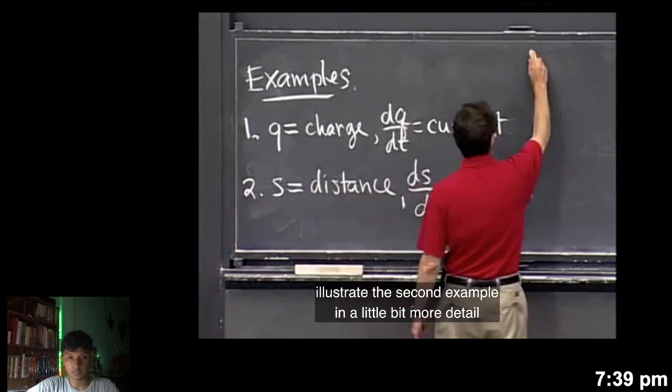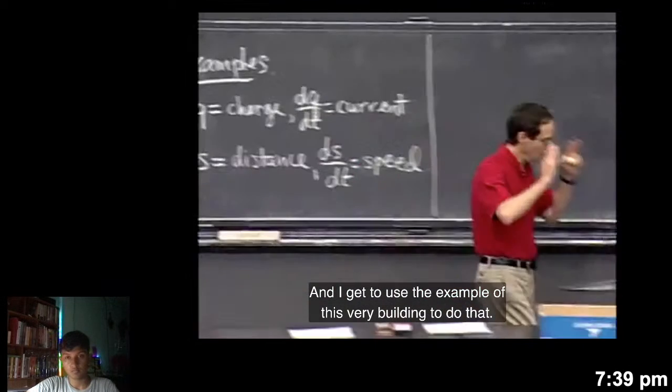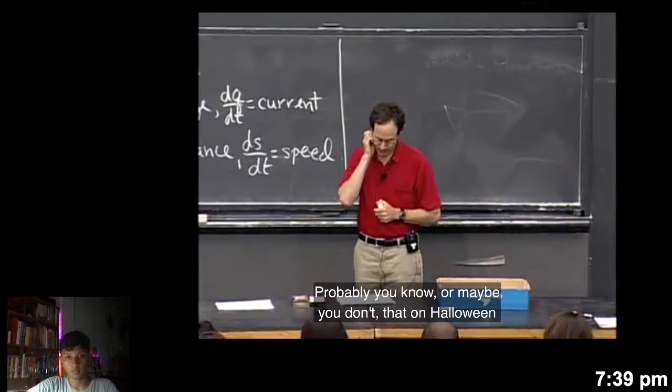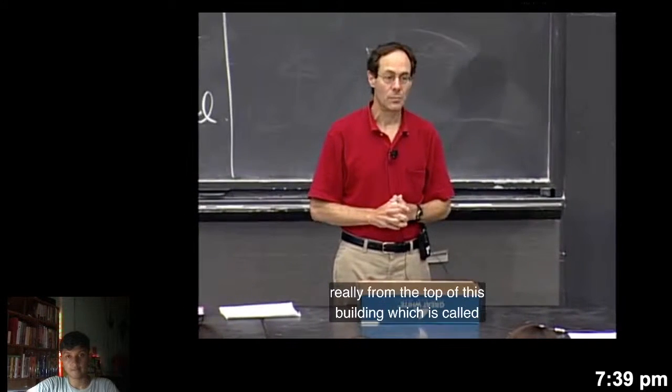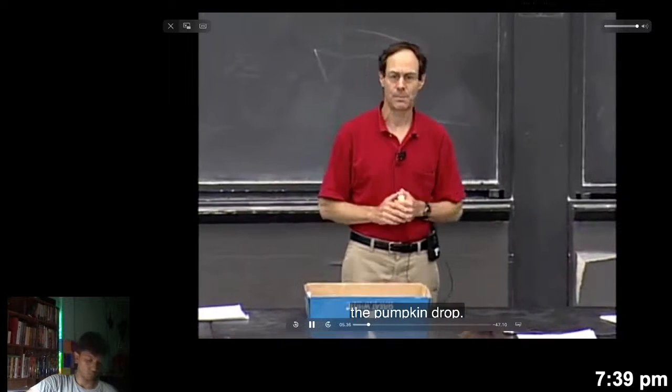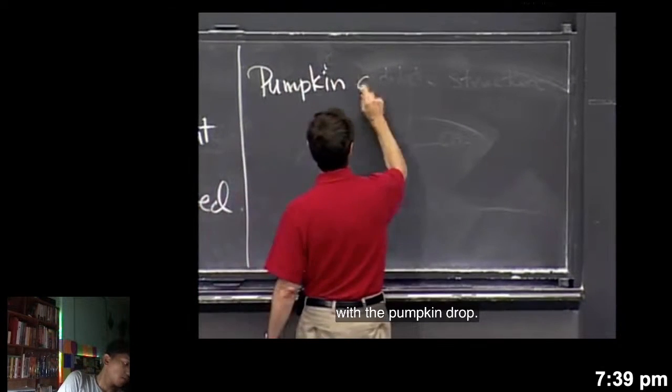Those are the two typical examples, and I want to illustrate the second example in a little bit more detail, because I think it's important to have some visceral sense of this notion of instantaneous speed. And I get to use the example of this very building to do that. Probably you know, or maybe you don't, that on Halloween there's an event that takes place in this building, or really from the top of this building, which is called the pumpkin drop. So let's illustrate this idea of rate of change with the pumpkin drop.